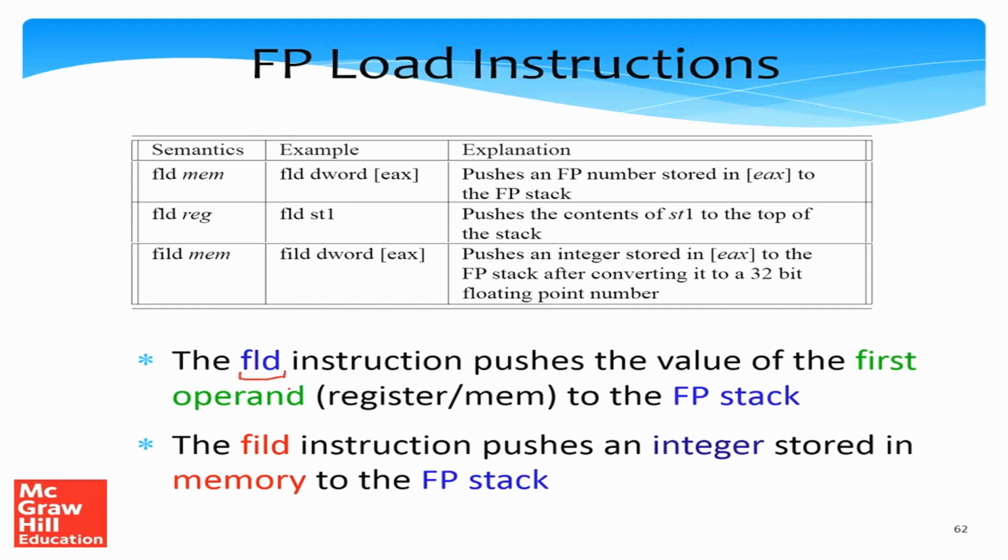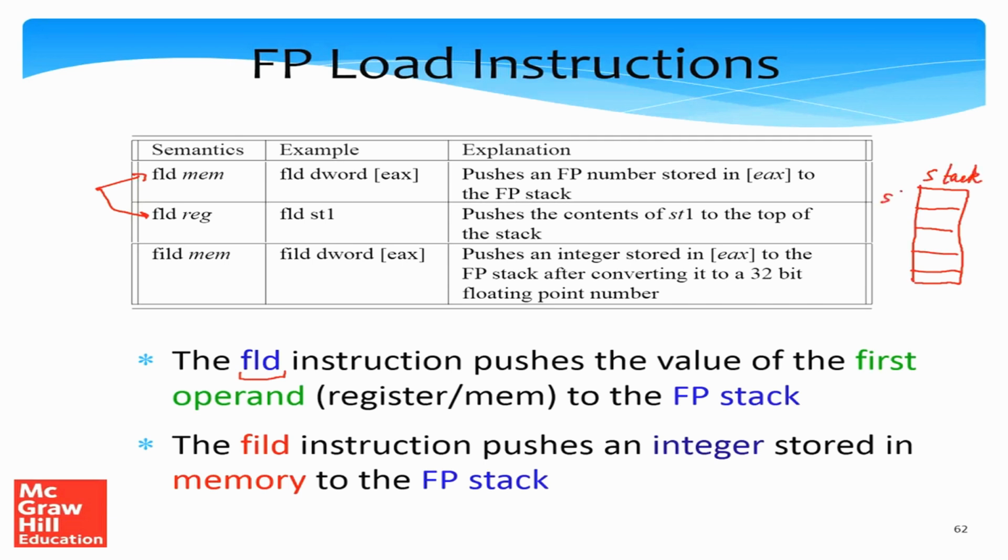FLD is very simple: floating point load. This instruction pushes the value of the first operand, which can either be a register or memory, onto the floating point stack. That's the reason I've written it twice, a register form and a memory form. Recall that in the floating point stack, you actually have 8 floating point registers. This is like the FP stack. I'm not drawing 8 boxes, but that should be the connotation.